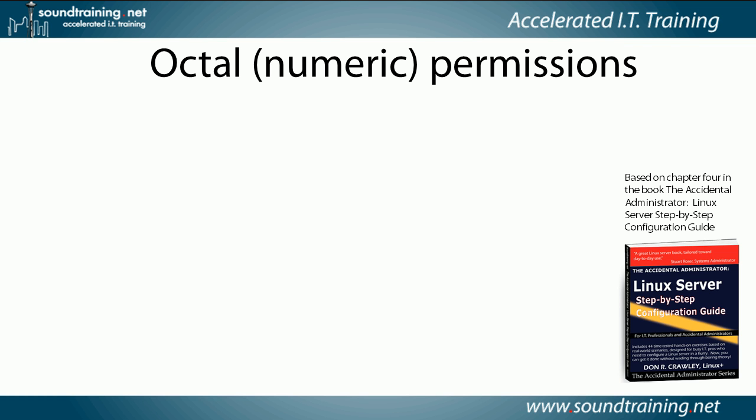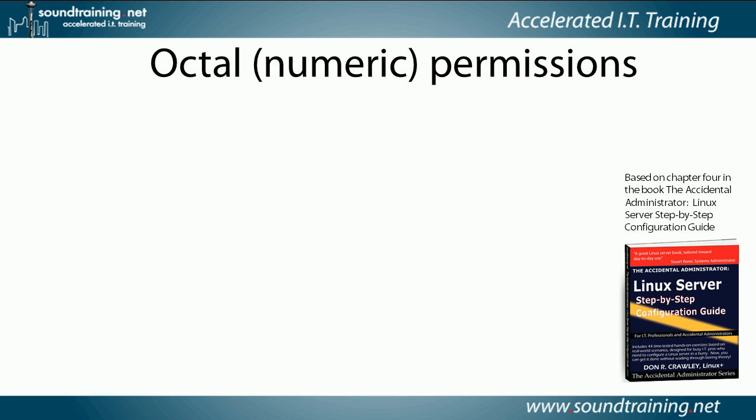So those are what are called alphabetic permissions. We also have octal or numeric permissions in Linux and Unix systems, and frankly when I'm managing a server, this is what I use. I almost never use the alphabetic permissions. So even though they're easier to understand, this is just a lot faster and frankly a lot more flexible.